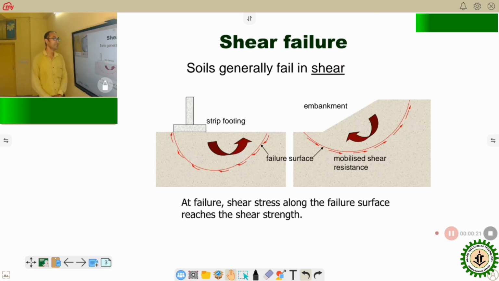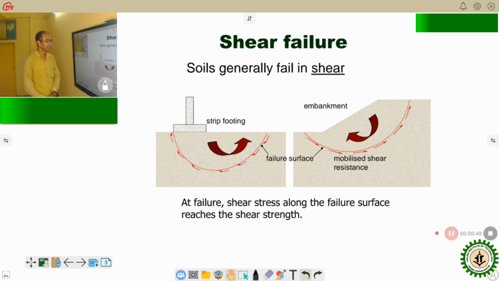Basically, we know that the shear failure of a soil is a very important thing. Shear failure in soil generally occurs in different ways: general shear failure, local shear failure, and punching shear failure. This is the shear failure diagram.